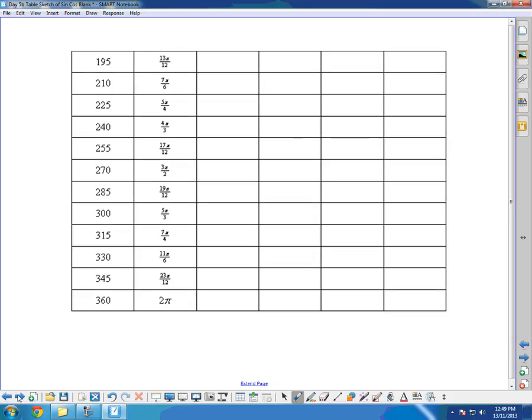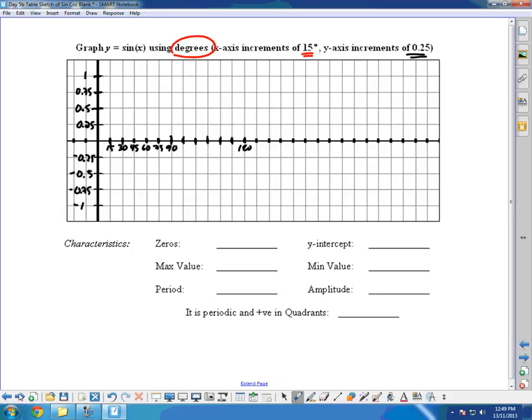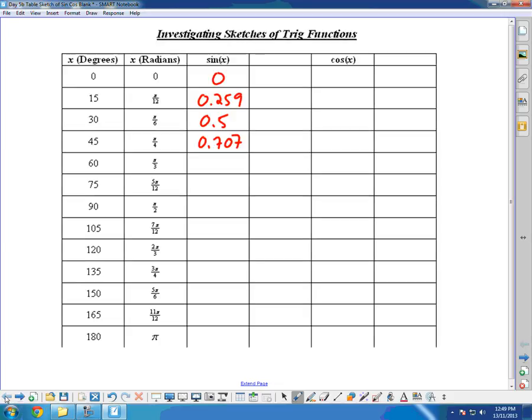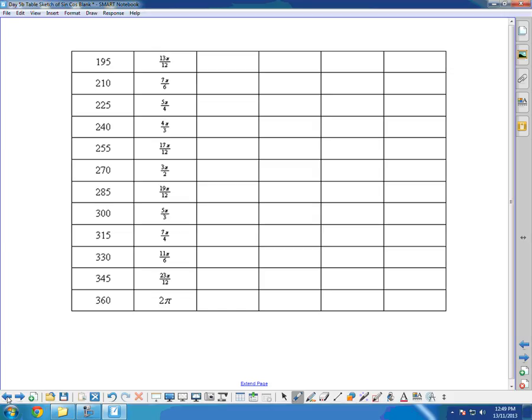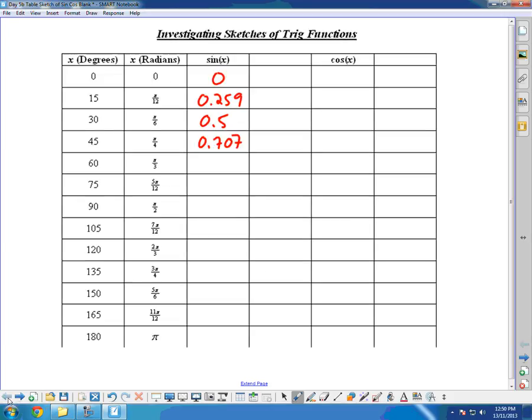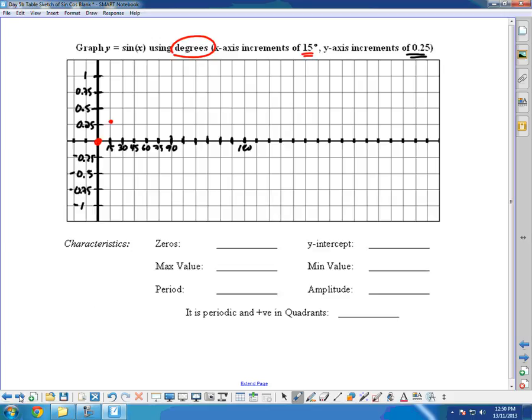So you see that it's 0 and 0. Next one, 15 and 0.259. So 15 and 0.259 is just up here. Okay, 30 and 0.5. There's 30 and 0.5. Next one is 0.707, so just about here. Next one, 0.866, so just about here. Next one, 0.966, and then 1.